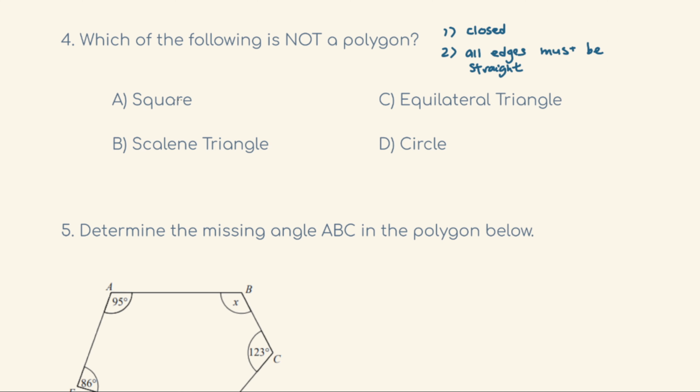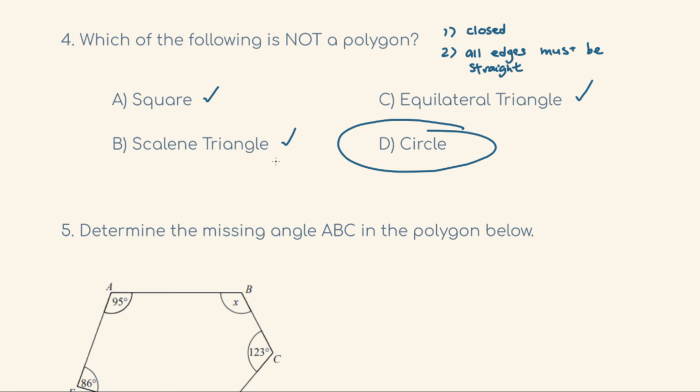So let's think about a square. A square is a closed shape and all the edges are straight, so this one is good. An equilateral triangle is also a polygon because it's a closed shape and all the edges are straight. Same thing for a scalene triangle. A circle, sure, it's closed, but it's definitely curved and not straight. So C would be the answer here. It is not a polygon. So question 4 is pretty straightforward. No math is involved. You just have to remember the definition of a polygon.